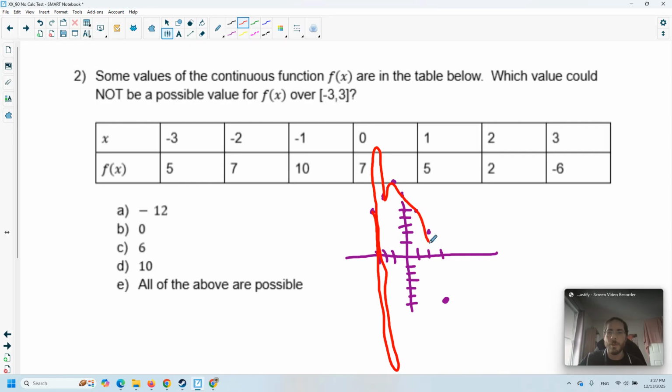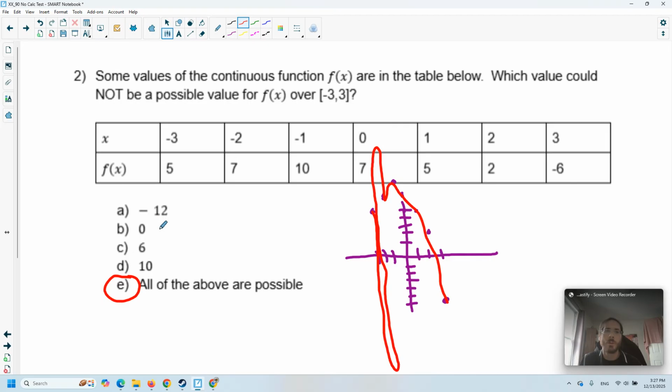And then it would just be a parabola afterwards. So we could really have anything that we want because it is continuous. So everything's possible. So the answer to this one is E. Everything is possible. Now, again, we're not going for must, we're going for possible.